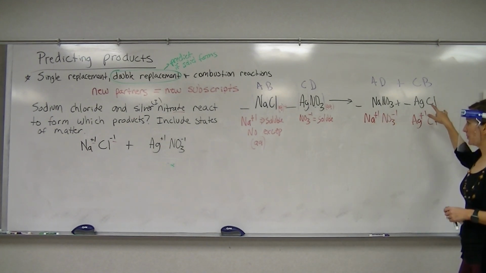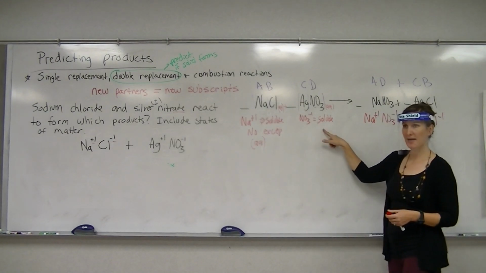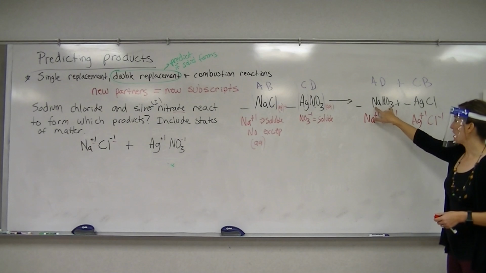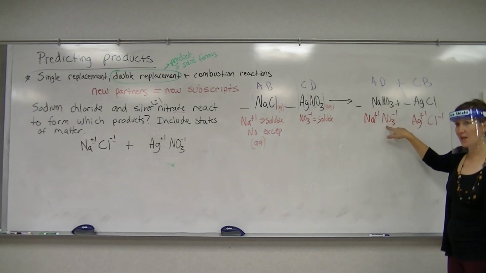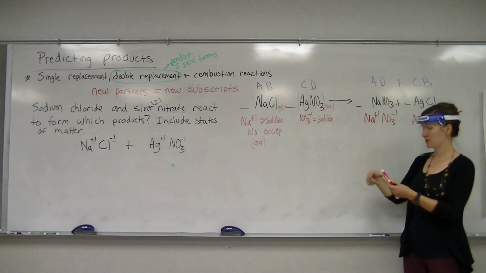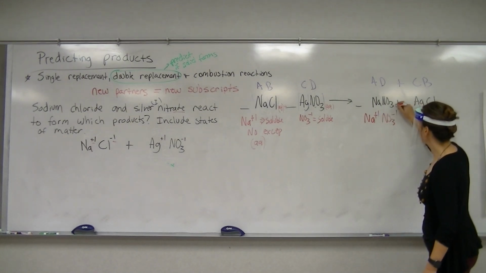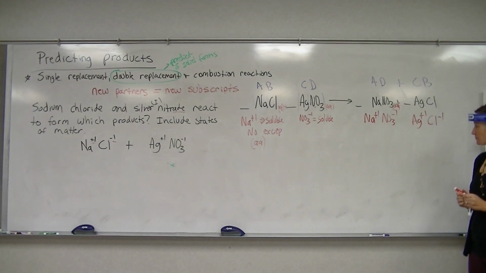So when we go and look at the products, the nice thing is we've looked up some of these ions already. For my first product, sodium nitrate, we have that NO3 ion again, and we said it's soluble no matter what it's attached to. So that means this one's going to be aqueous as well. So we just have one left to look for.